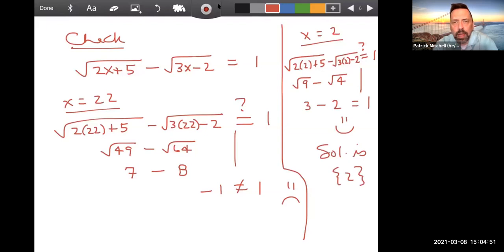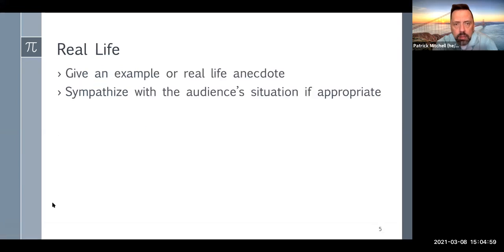All right, so that was a workout. Okay, let's go back to the presentation. I've always left this in here. When I made my first PowerPoint, I didn't know what I was doing, so I made it from a template. This slide from the template said, real life, give an example or real life anecdote, sympathize with the audience's situation if appropriate. So the real life anecdote in math is a word problem. Oh, I'm sorry you have to do word problems. But that's where math gets used in real life. If we never did any word problems, there really wouldn't be any point to doing math for most people. I'd probably still do it. But most people probably wouldn't.